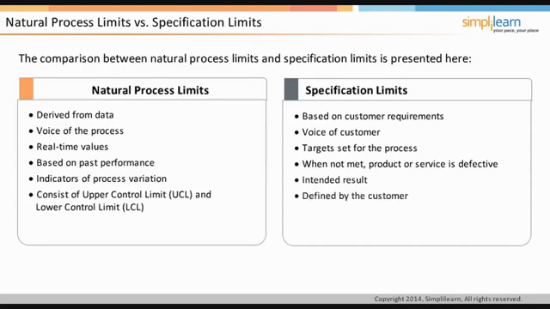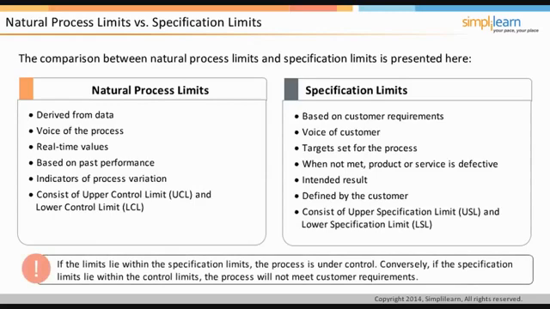The two specification limits are upper specification limit, or USL, and lower specification limit, or LSL. The difference between the two is called tolerance. An important point to note is that for a process, if the control limits lie within the specification limits, the process is said to be under control. Conversely, if specification limits lie within the control limits, the process will not meet customer requirements.